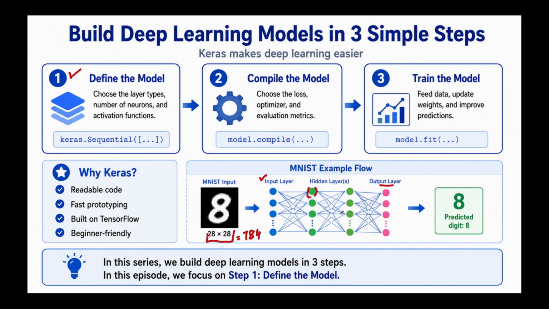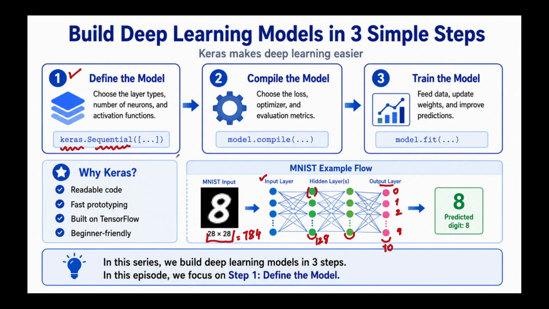Then we may add a dense layer. For example, 128 neurons, and after it we give a ReLU activation. And we may add a dropout to reduce overfitting. We will discuss it in detail in the next slide. And finally, we add a dense layer with 10 neurons and softmax activation, because we have 10 classes. So that's why 10 neurons are needed, because it's a digit classification from 0 to 9. In Keras, this model definition can be written using a simple line, keras.Sequential.